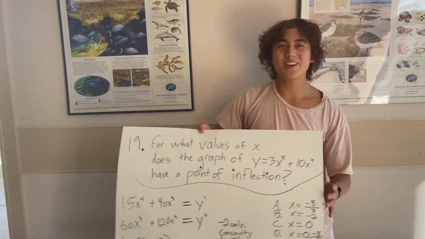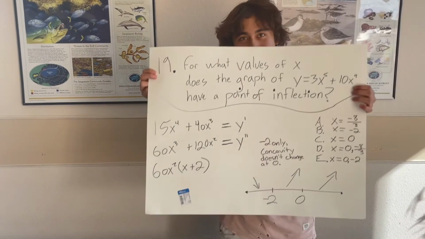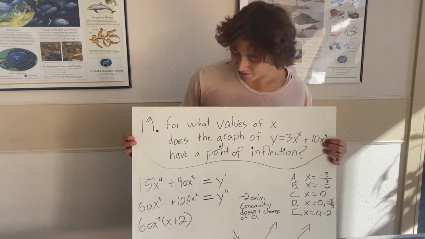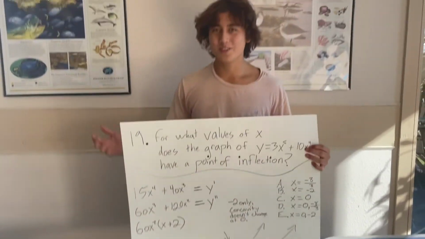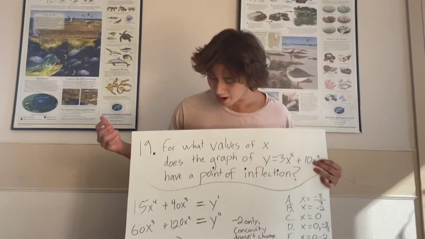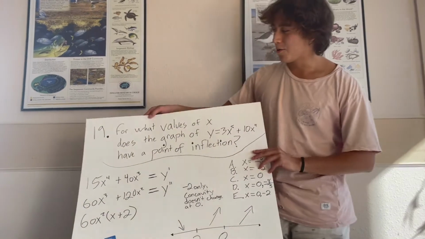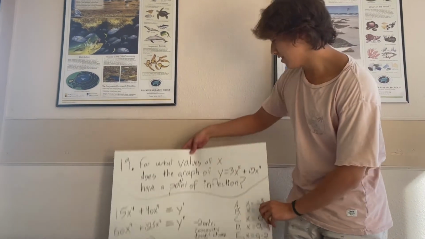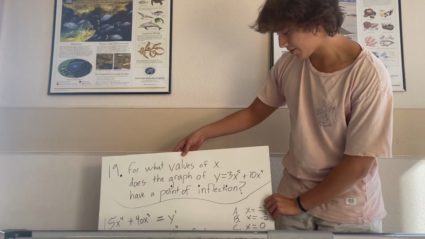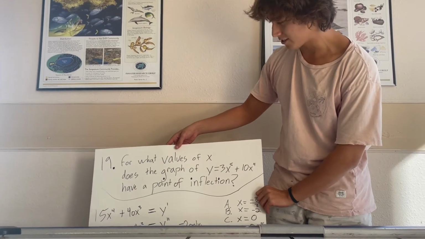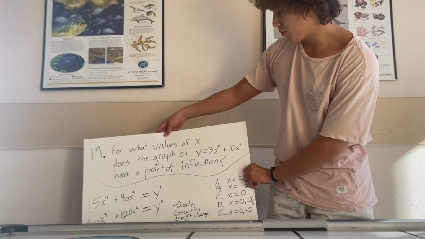Thanks, Cole, for showing us how to find the relative maximum and minimum for the first derivative. And now I'm going to show you the second derivative and how it finds the concavities and the points of inflection. So, for what values of x does the graph of y equals 3x to the 5th plus 10x to the 4th have a point of inflection?